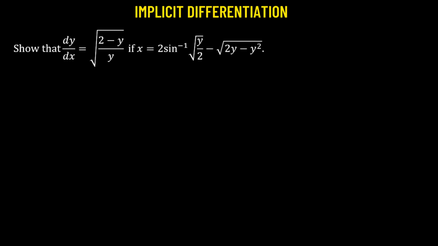In this problem, we need to show that the derivative of y with respect to x is given by square root of 2 minus y over y. So here we have been provided with an implicit function. So let's begin with this particular implicit function.